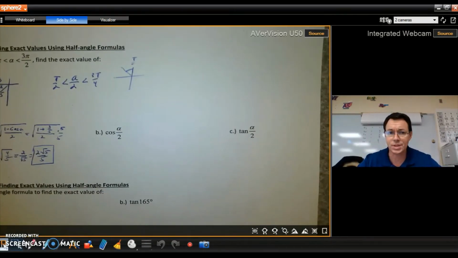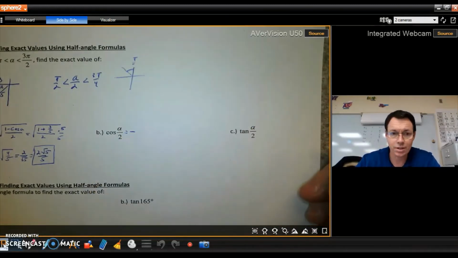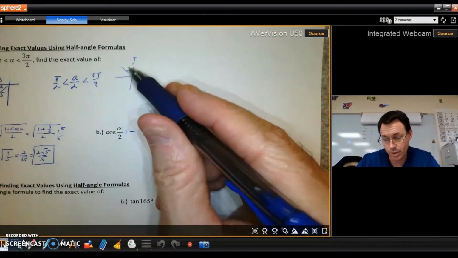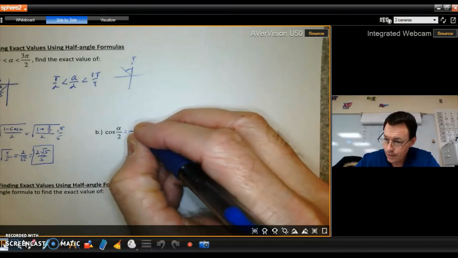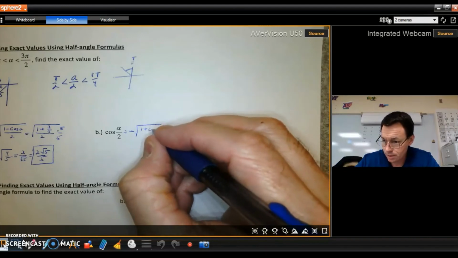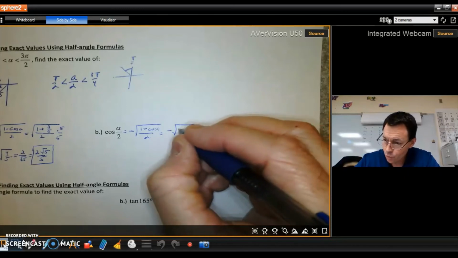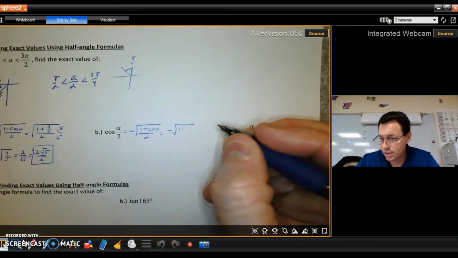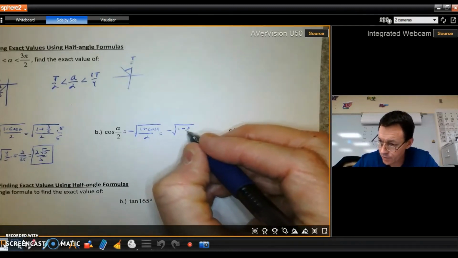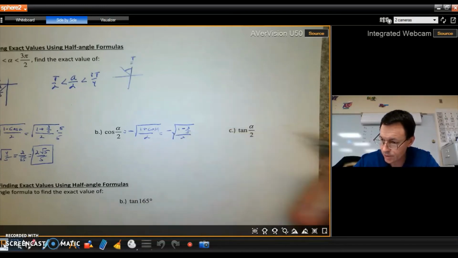Now, example B is cosine. So a couple things. First off, we need the negative version of this one. Cosine is negative in quadrant 2, and since this half angle is in quadrant 2, we need to use the negative. Still square root, but this is 1 plus the cosine of alpha over 2. So this one will be negative square root of 1 plus, well, what is it? It's 1 plus -3/5. So we could just leave this as -3/5 over 2. Everything's under that radical sign.